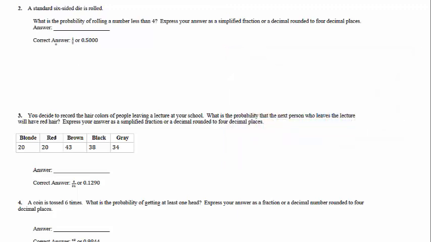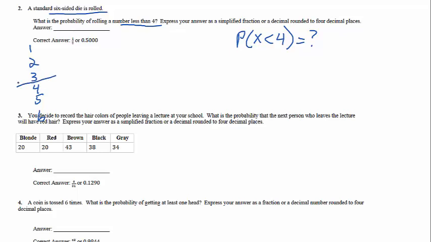We have 6 possibilities when you roll a 6-sided die, right? We have 1, 2, 3, 4, 5, and 6. And here it's asking you for less than 4. So this is the probability that x is going to be less than 4. That probability does not include the number 4. It includes only those numbers that are less than 4, the 1, the 2, and the 3.